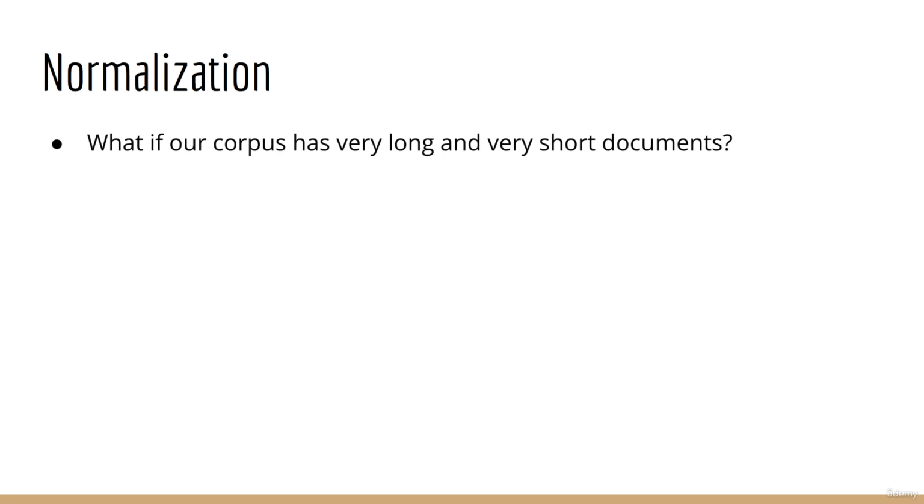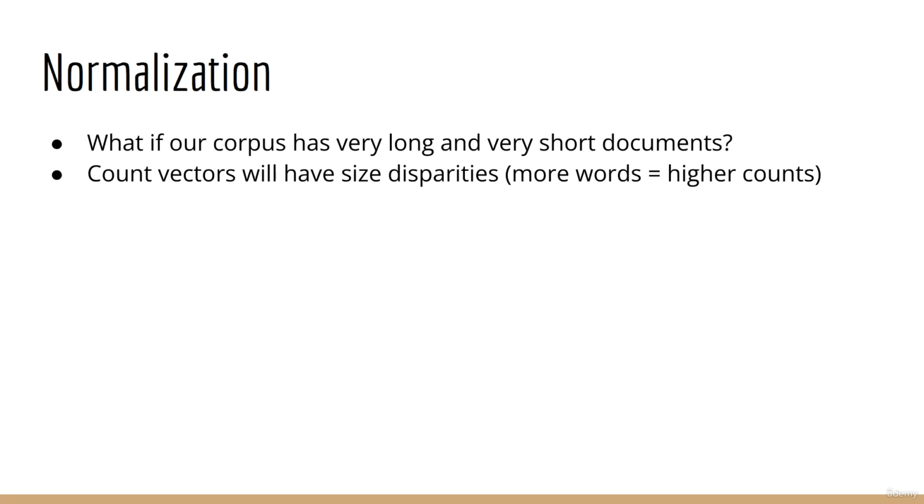Okay, so the final topic I want to touch on in this lecture is the concept of vector normalization. Now, suppose that some of the documents in our dataset are very long, while others are very short. Our resulting count vectors might have large size disparities, simply because long documents contain more words. More words means higher counts means larger vectors. And this might be a bad thing, since, as mentioned, we want similar documents to be close to each other in vector space. So there are two ways to normalize vectors.